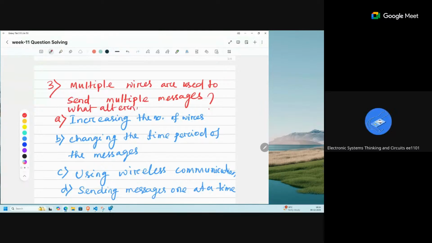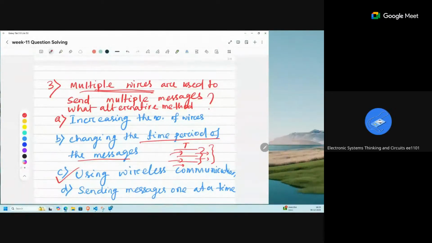Madam, option B, changing the time period of the messages. See, changing the time period of the messages will not be like reducing the multiple wires, because whenever you are using multiple wires, you are using the same time period, you are sending the multiple messages. The major question was that if you are using multiple wires, then you are able to send the multiple messages, right? But how to reduce this multiple wires thing?